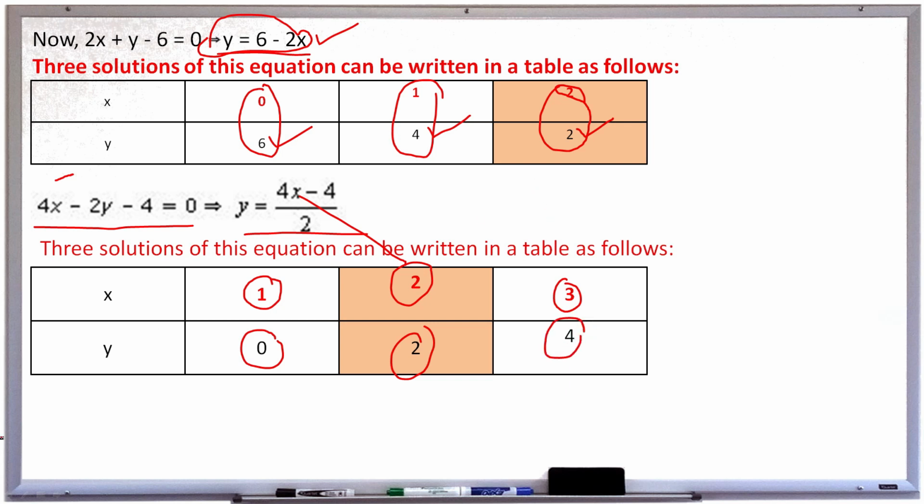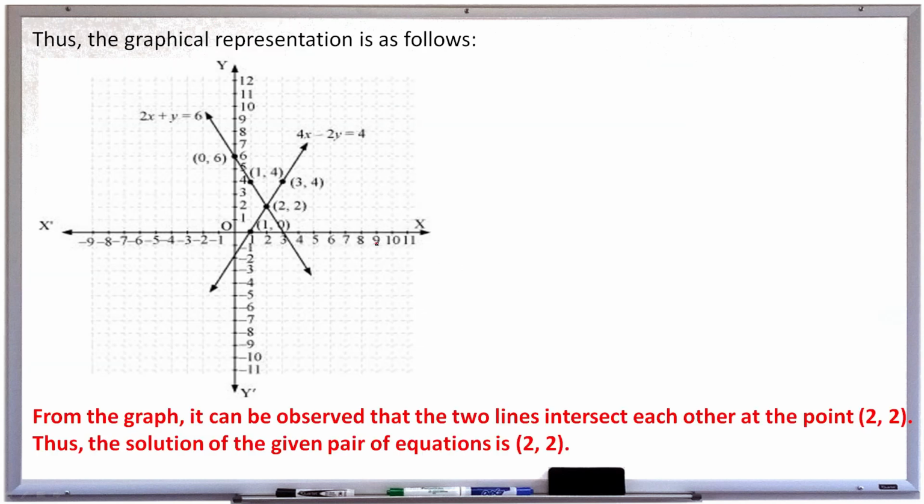Now you see these two equations, 2 comma 2, here it is common. In both the equations, the points are common. That means it is intersecting. You can find the graph representation of the above equations. You will get 2 comma 2, x-axis 2, y-axis 2, it is intersecting. That means the two lines are intersecting at one point. From the graph, it can be observed that the two lines intersect each other at one point, 2 comma 2. So the solution of the given pair of equations is 2 comma 2.